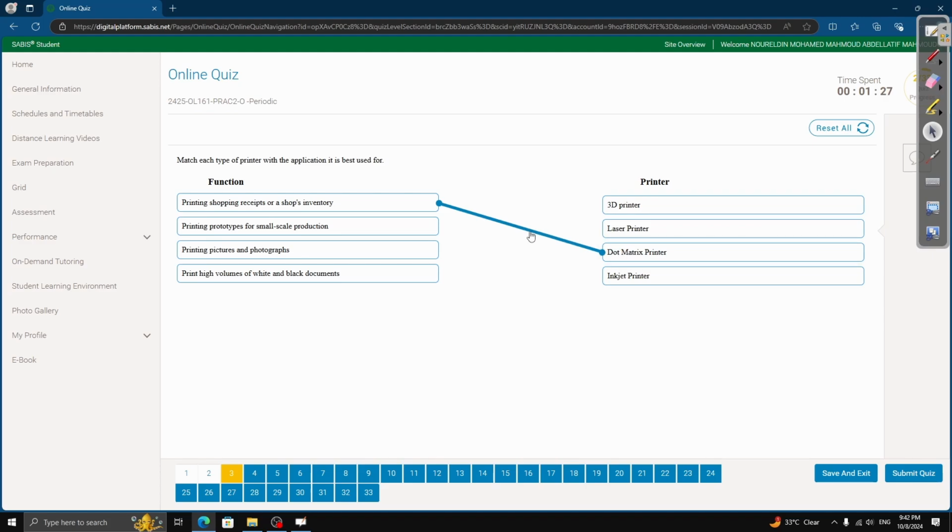Printing shopping receipts or a shop's inventory, you usually use a dot matrix printer. Think of it as the receipt you get from, let's say, going shopping. You'll usually notice it's kind of low quality. This is a dot matrix printer.